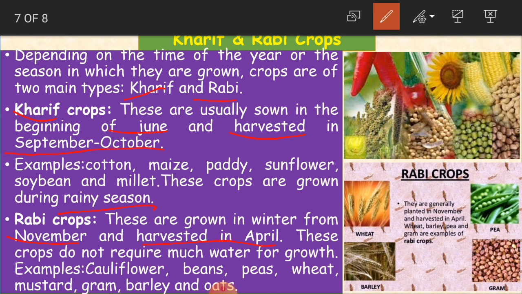Examples for this are cauliflower, beans, peas, wheat, mustard, gram, barley and oats. Okay, children, these are the types of crops which grow in winter seasons, and we call them what? Rabi crops. We call them Rabi crops. So rainy season crops are Kharif crops, and winter season crops are Rabi crops.